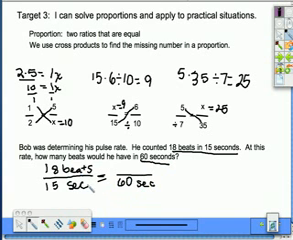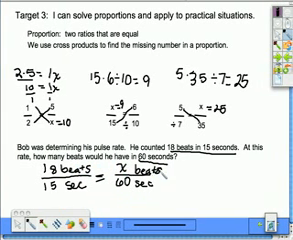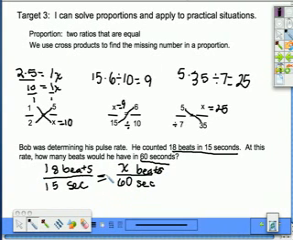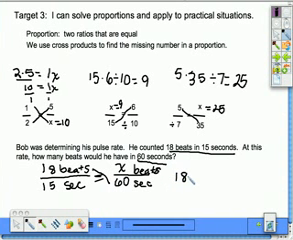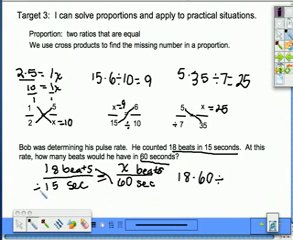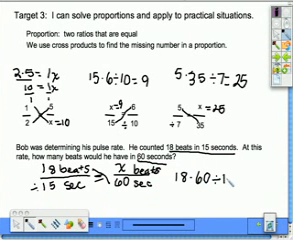Always keep your labels in the same spot. Beats are on the top, so beats are on the top here. And that's what I'm trying to find out, how many beats. So that's going to be my x. Now I have a proportion to solve just like I did up above. I will take 18 times 60. I will divide that answer by 15, which is across from my x. And I will get 72.